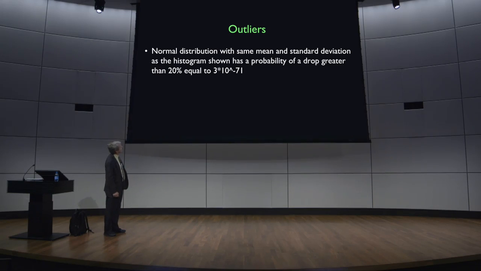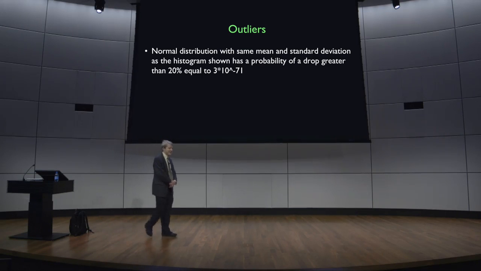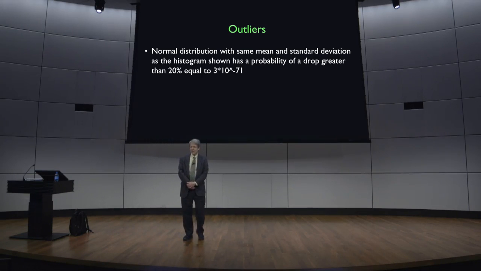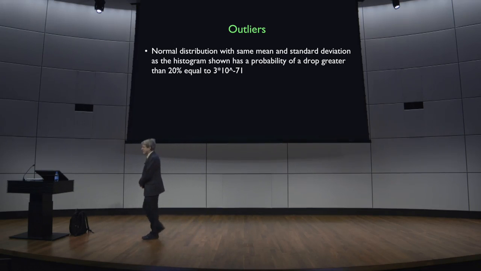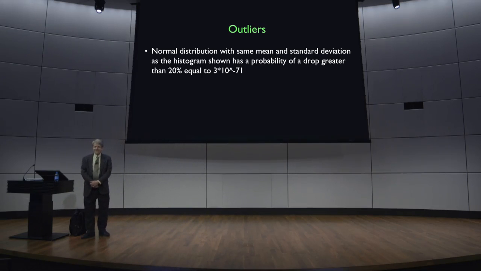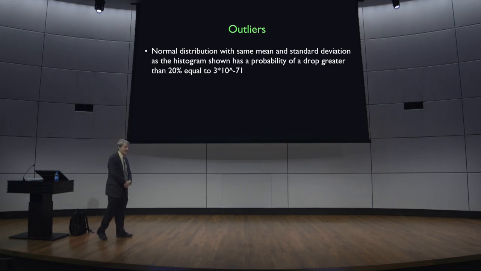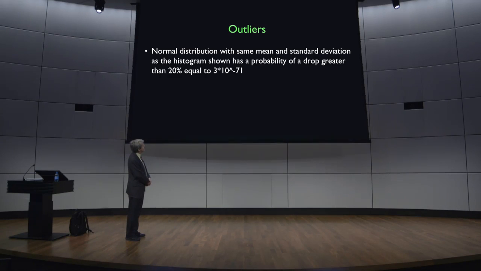So that's an outlier. The normal distribution with the same mean and standard deviation as this histogram says that the probability of a drop greater than 20% is equal to 3 times 10 to the minus 71 power. That's awfully close to 0. I think the estimated number of atoms in the universe is bigger. That's 10 to the 80th power. But it's getting on like that. So it's essentially 0. But it's wrong because it happened. And I was there. I saw it happen. And I saw the excitement that it generated.